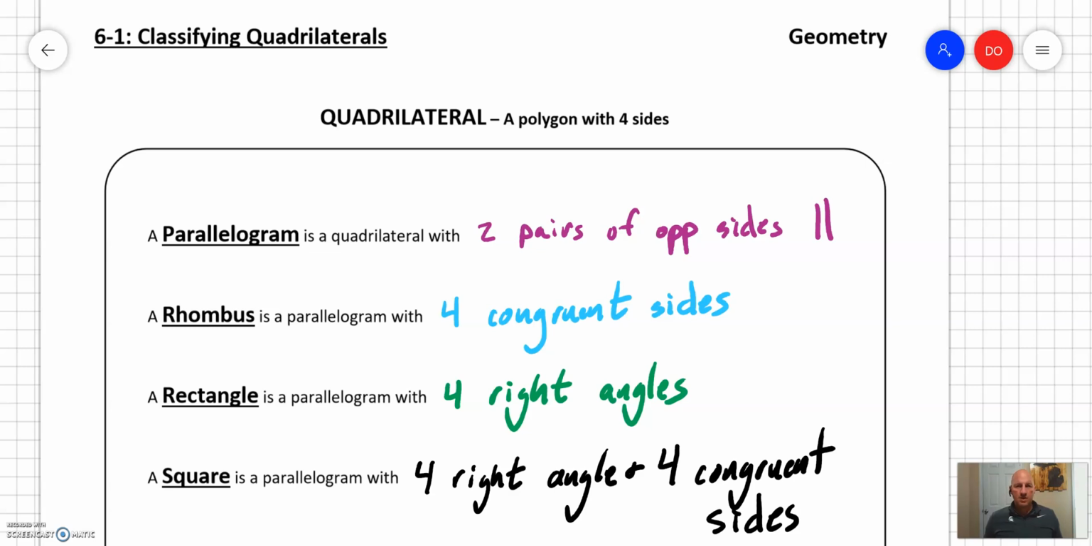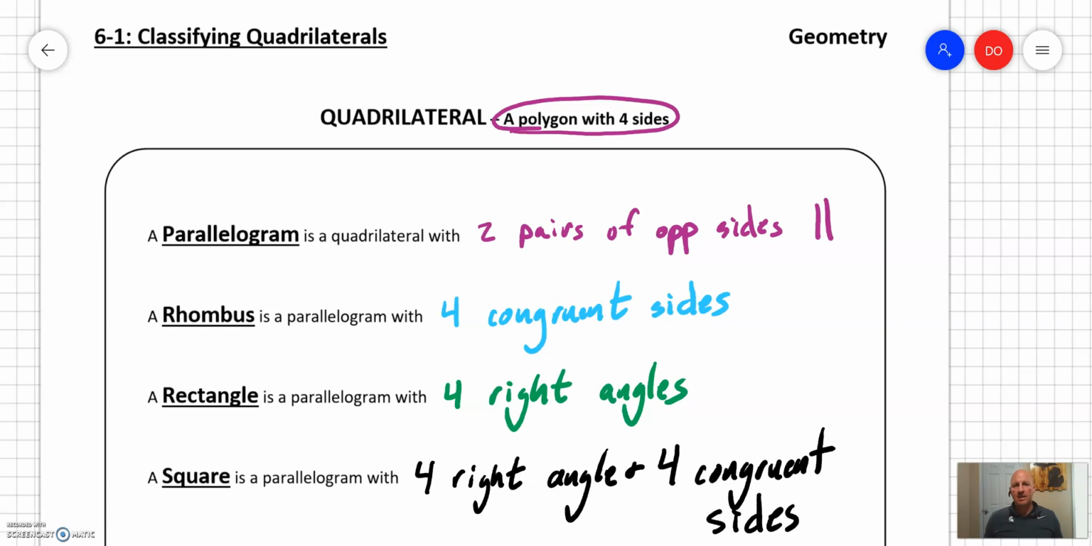Hello again, this is Geometry, Unit 6, Section 6-1, Introduction to Quadrilaterals. This is video 1 of 3. So we're going to go through quite a few vocabulary terms. These are various types of quadrilaterals, which a quadrilateral is a polygon with exactly 4 sides.